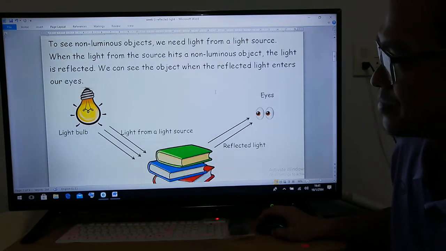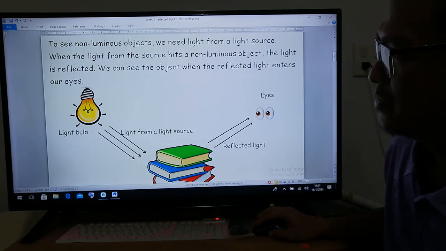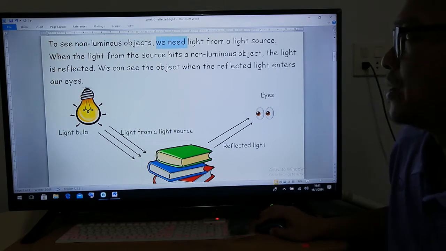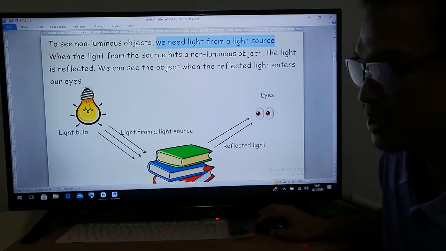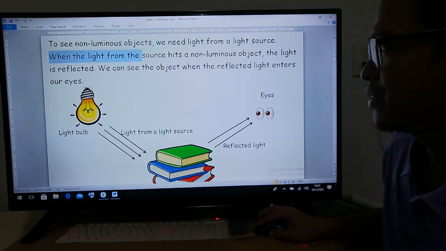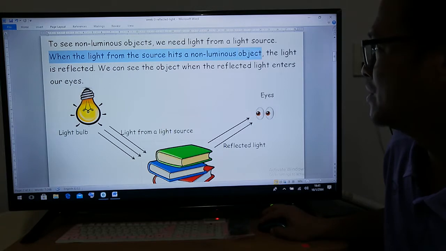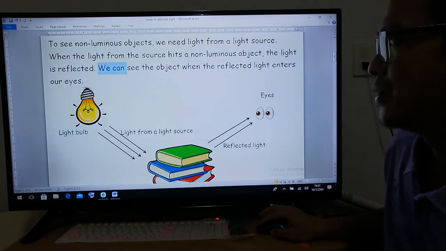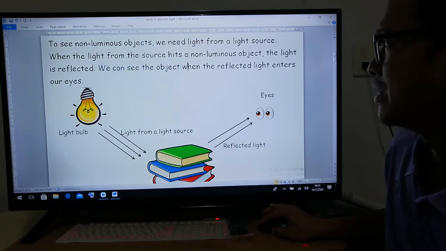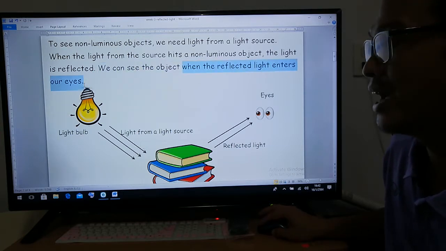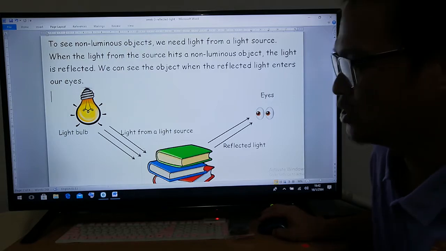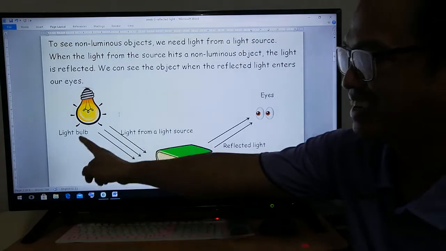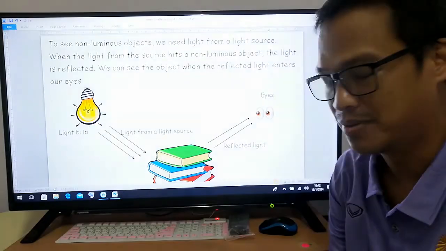Next page. To see non-luminous objects, we need light from a light source. When the light from the source hits a non-luminous object, the light is reflected. We can see the object when the reflected light enters our eyes. In this image, we can see a light source from a light bulb.